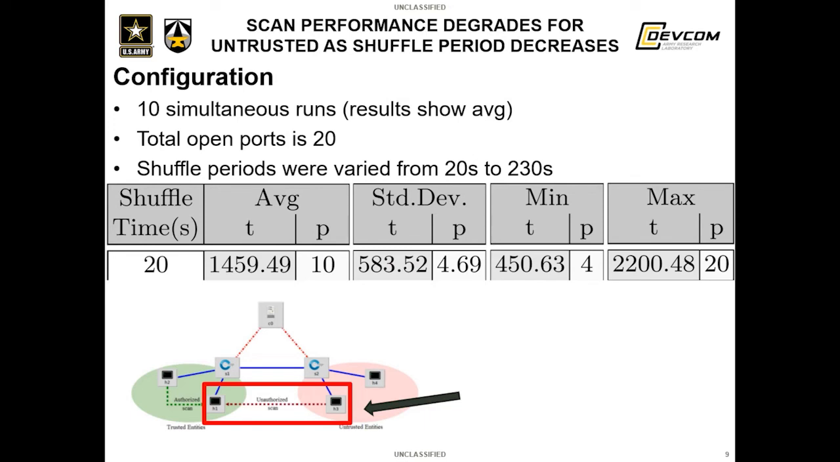We wanted to characterize, based on shuffle time, how long it would take an untrusted entity to scan H1 and how many ports would be identified. So we used Res to execute 10 simultaneous runs. As you can see here, on average, a shuffle time of 20 seconds took roughly 24 minutes, and half of the ports were detected. However, based on the maximum, there was a case when all 20 ports were found, but it took 36 minutes.